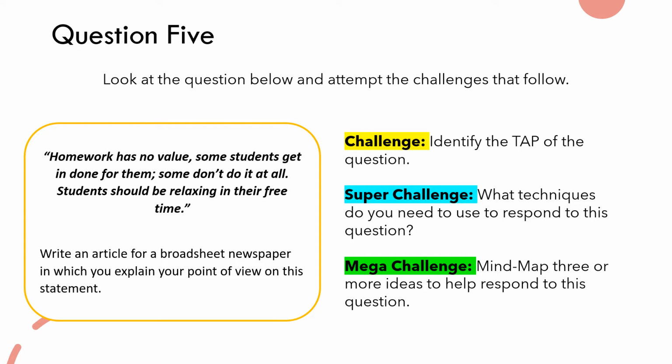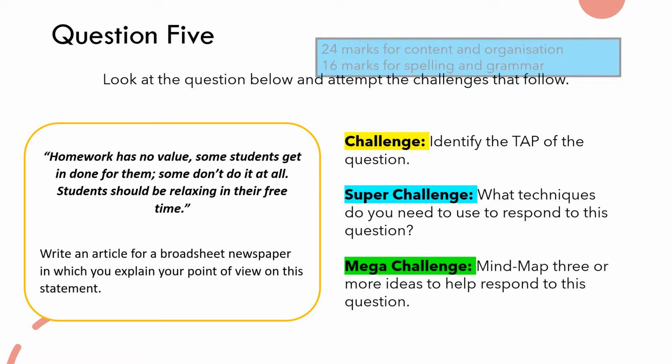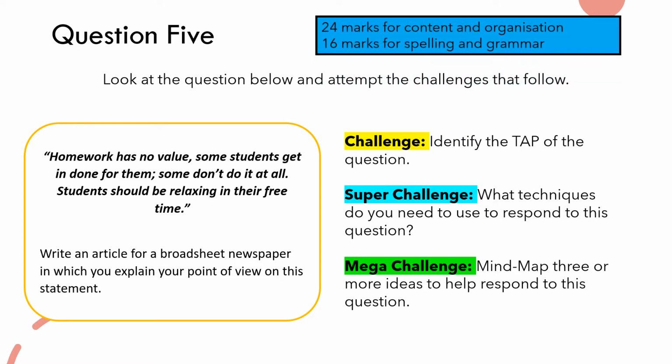The next one, the super challenge, is I'd like you to think back about all of the different techniques that you've covered during your English course and think what kind of techniques would you need to use to respond to this question. And then a good thing to do as well is to mind map 3 or more ideas to help respond to this question. We say 3 or more ideas because you're going to want at least 3 main paragraphs within your writing, as well as your introduction and conclusion. So as a bare minimum, you'll need 3 ideas for this one as well.